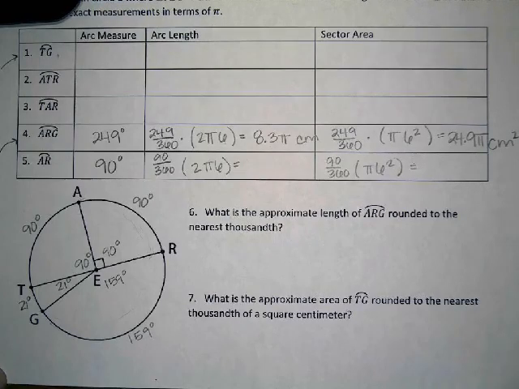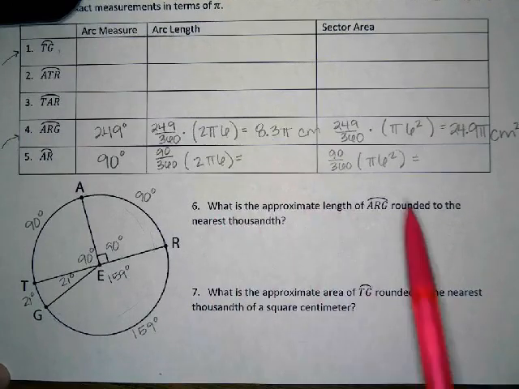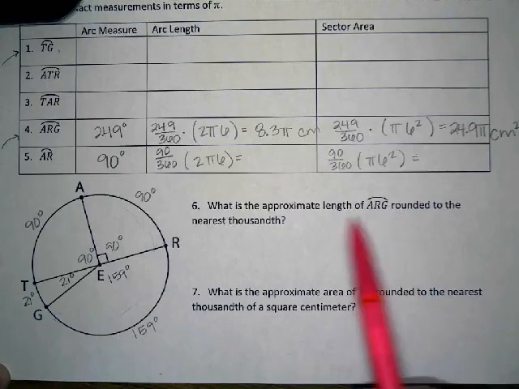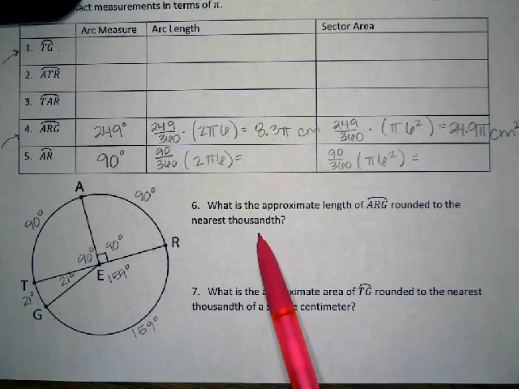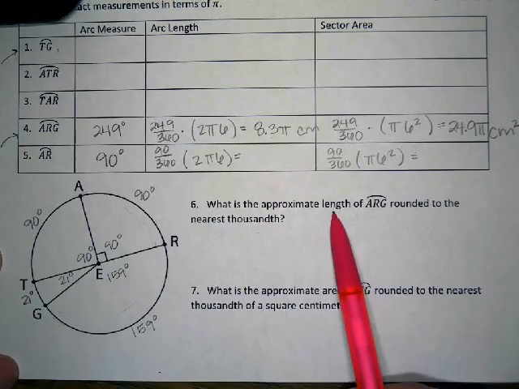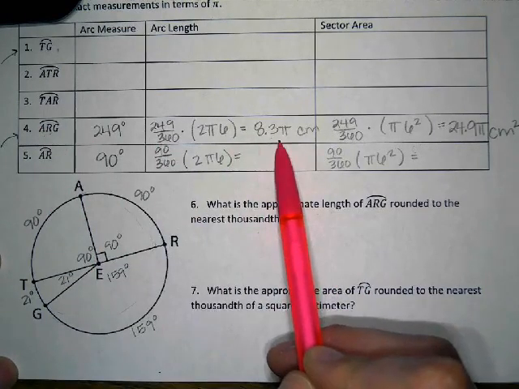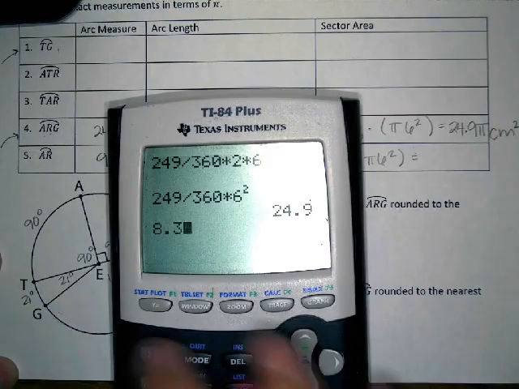All right, number 6 says, what is the approximate length of arc ARG? So the whole length rounded to the nearest thousandth. So here they're not just saying write it with a pi in it, they're saying actually type the pi into the calculator, tell us what the overall length is. So we're going to go to ARG, go over to arc length, take 8.3 pi and type that into the calculator and see what it gives us. So 8.3 pi, go ahead and type that in.